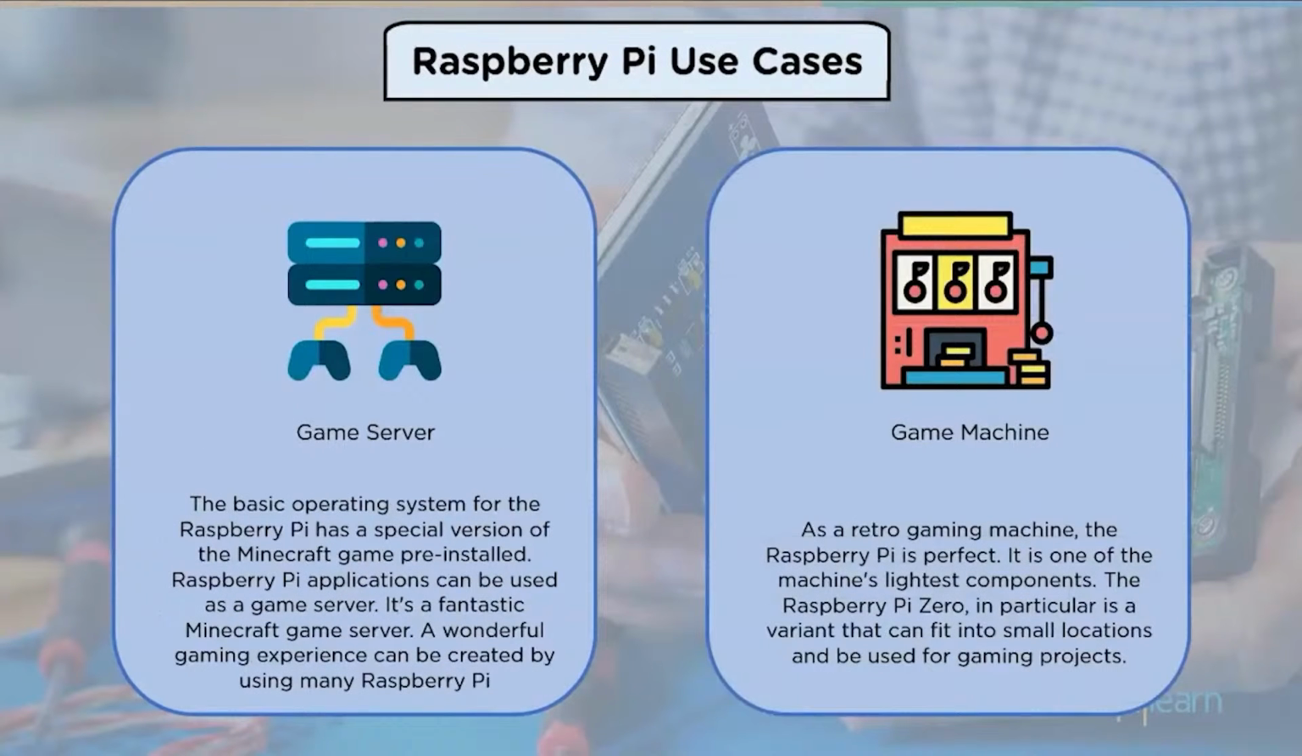Game machine. As a retro gaming machine, the Raspberry Pi is perfect. It is one of the machine's lightest components. The Raspberry Pi Zero, in particular, is a variant that can fit into small locations and be used for gaming projects. The Raspberry Pi may also be used to restore many popular 16-bit game systems.